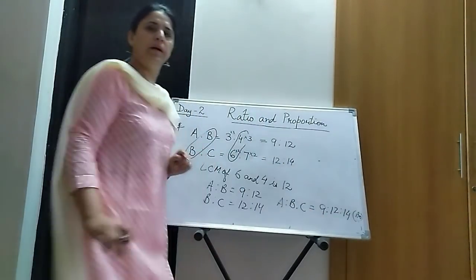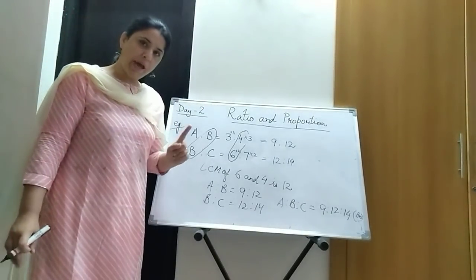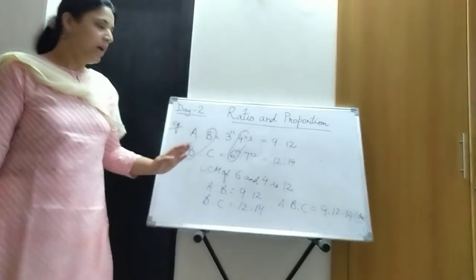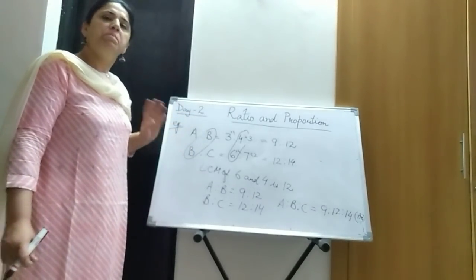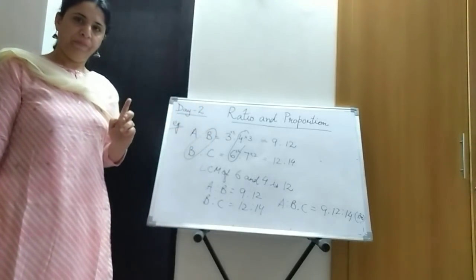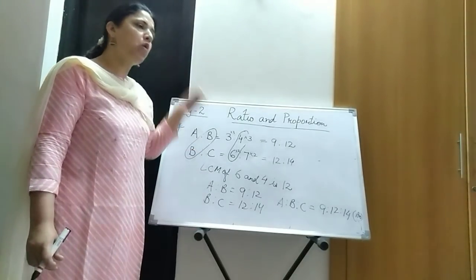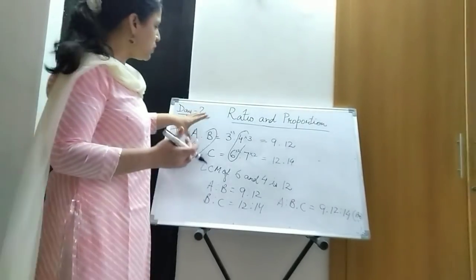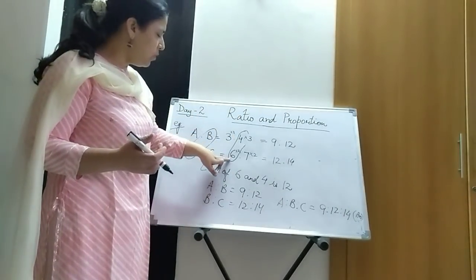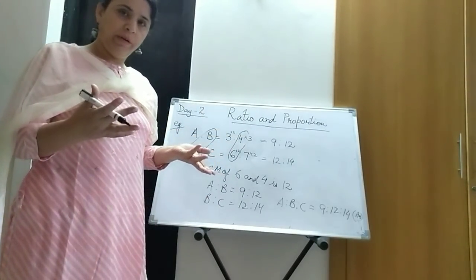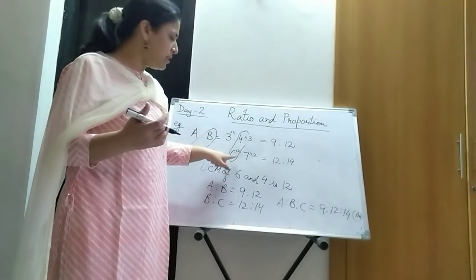Understood? Again I am repeating. A is to B is given and B is to C is given. Here B is being repeated because B is there in the first ratio as well as in the second ratio. Whatever is common, we have to make it same in both the ratios. B was 4 here and 6 there, so 4 and 6 can be converted to 12 by multiplying this by 3 and this by 2.